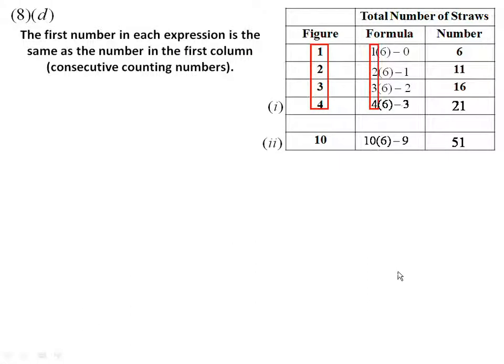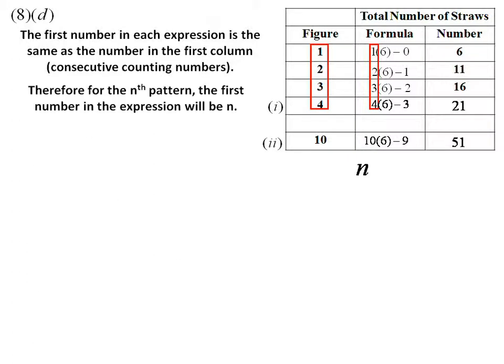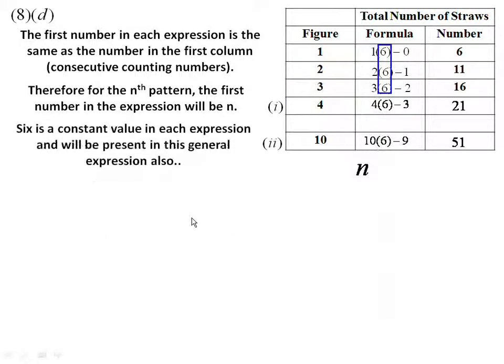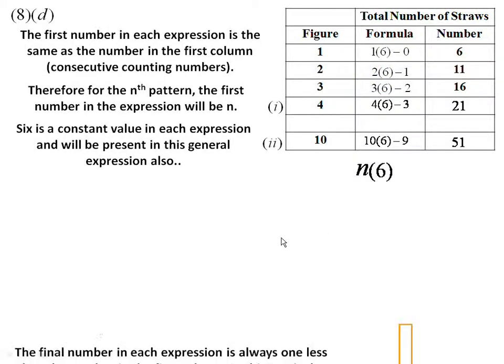The first number in each expression is the same as the number in the first column, consecutive counting numbers. Therefore, for the nth pattern, the first number in the expression will be n. What about the next one in the expression? 6. 6 is a constant value in each expression and will be present in this general expression also. So 6 will go there. And what else do we know?